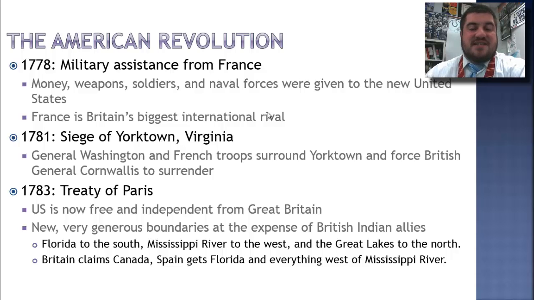And we finally win at the Siege of Yorktown, where French troops surround Yorktown and force British General Cornwallis to surrender. It takes some time to get the treaty around and to stop the battles out on the frontier, but the U.S. is now free and independent from Great Britain, and we have new boundaries. Florida is ceded to the Spanish, so Florida is our boundary to the south. We have all the land to the Mississippi River to the west, and the Great Lakes to the north. Britain still claims Canada, and Spain also gets everything west of the Mississippi River. And that is basically the American Revolution, short form.